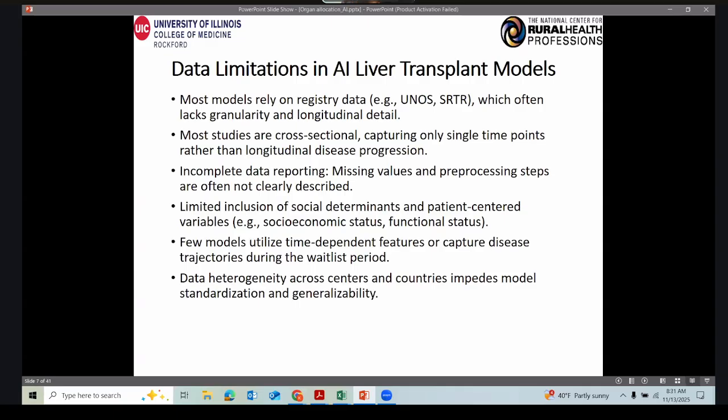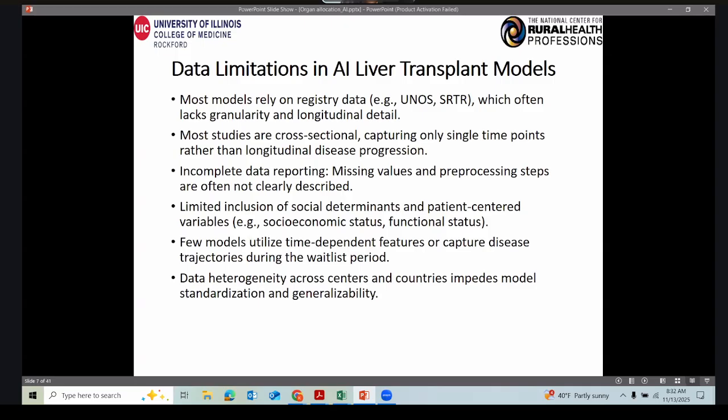Another challenge is incomplete or inconsistent data reporting. In some data sets, there are missing lab values, missing donor variables, or incomplete follow-up information. And many studies do not clearly describe how they handled missing data or what pre-processing steps were taken, which makes it hard to reproduce or compare results.